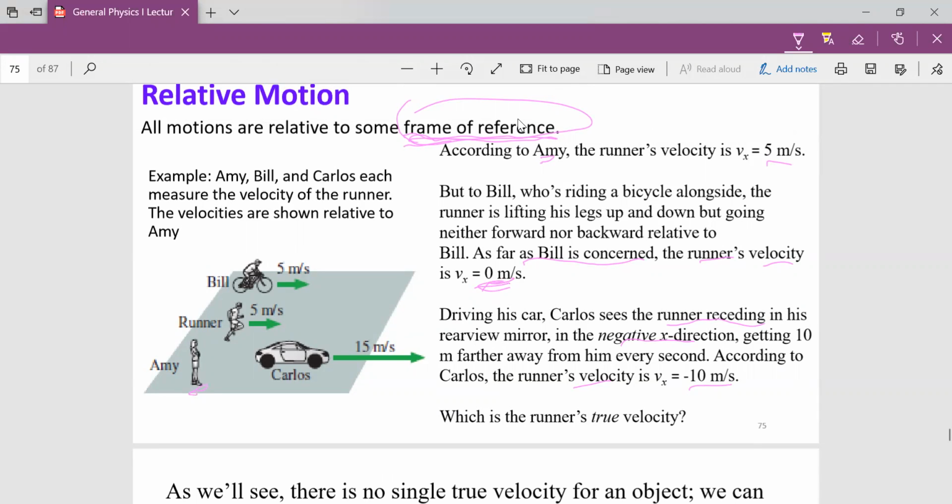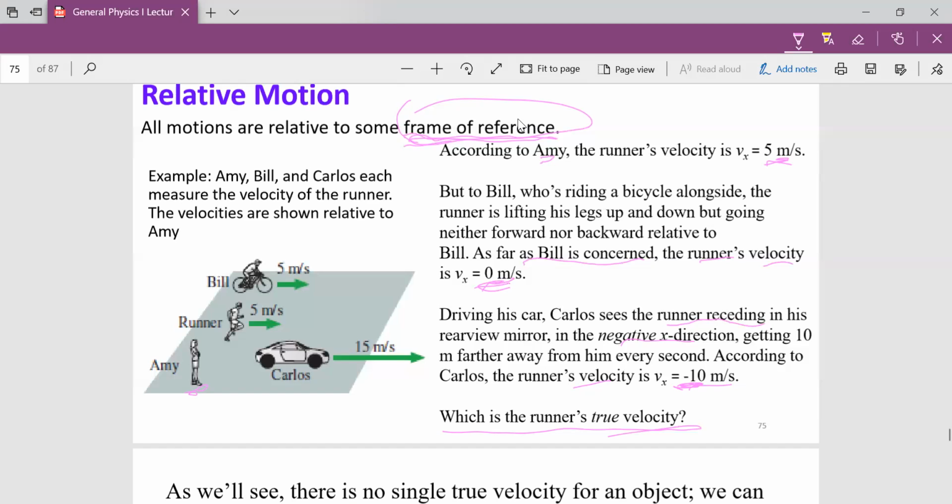But Emmy is stationary, standing. She saw the velocity of the runner to be 5. Now there's a car that is moving faster than the runner. The car is going to see that the runner is retarding, that is, the runner is going back or decelerating instead of moving forward together. So it's going to describe the runner speed as minus 10 meters per second. Now the minus is showing that the runner is actually going backward while the car is projecting. Now the question is, which of these have the true description of the velocity of the runner?